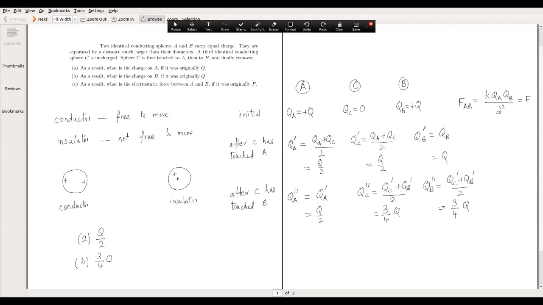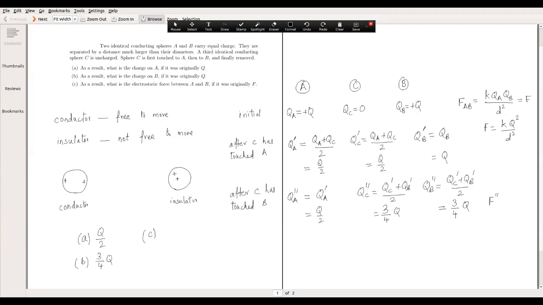Coming to part C, originally the electrostatic force between them was F, which is F equal to K, charge on A and B was Q, so KQ square over D square. That's your force F to begin with. But after this process of C touching A and then touching B has been performed, what is the new force? So that will be F double prime now.